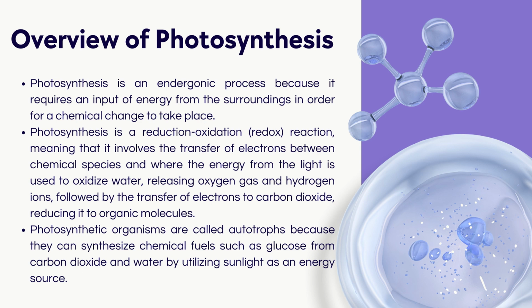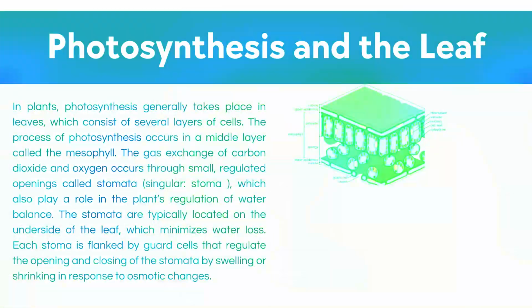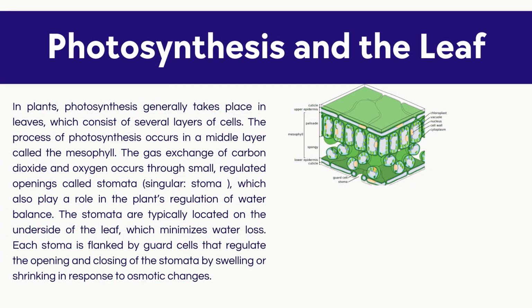Photosynthetic organisms are called autotrophs because they can synthesize chemical fuels such as glucose from carbon dioxide and water by utilizing sunlight as an energy source. So let's talk about photosynthesis in the leaves. Plants make food through photosynthesis. Using their leaves, plants combine sunlight, carbon dioxide, and water to make glucose and oxygen.